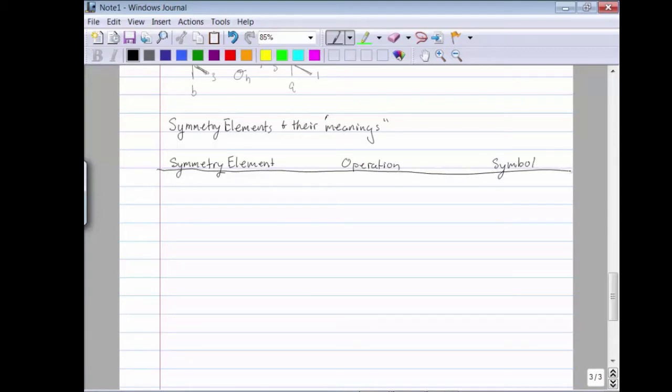Okay, so the easiest symmetry element is one that every single molecule always has, the identity. And this is when you take a molecule and you do nothing to it. So there's no rotation, no reflection, it's just itself, and the symbol for that is E.